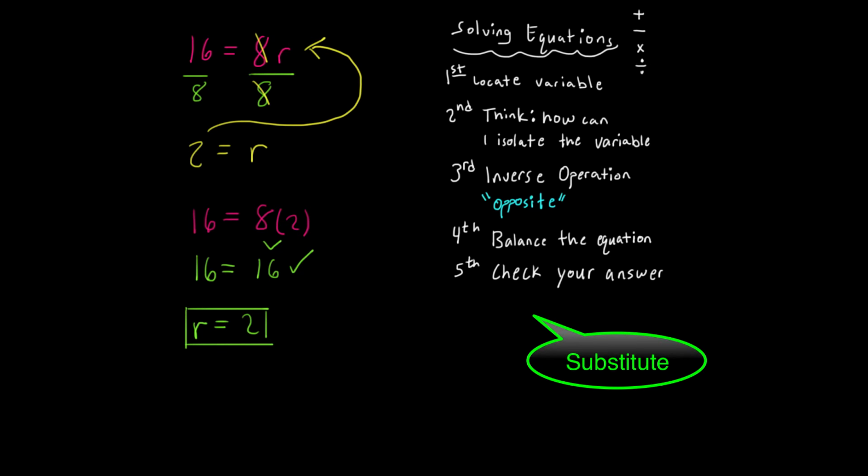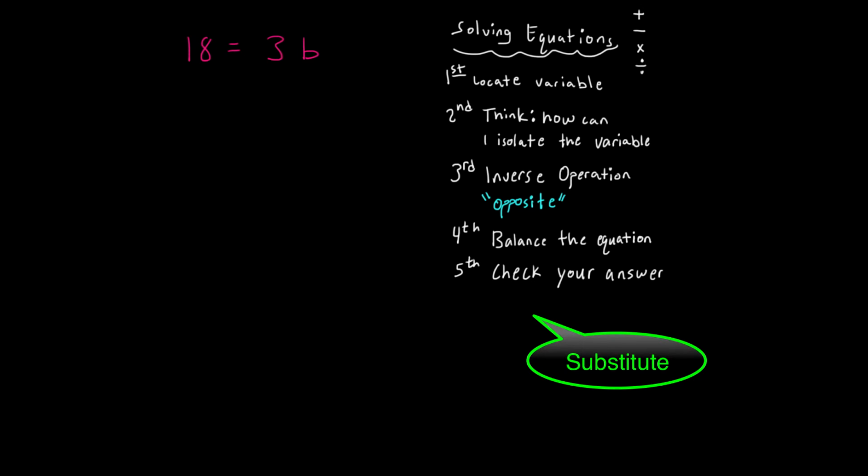So let's hide this information, pull a new problem up on the screen. Alright, so let's isolate the variable b. I'm going to divide by 3 on this side of the equation and on the other. 18 divided by 3 will give a value of 6, which is equal to 3 divided by 3 cancel out, and I'm left with b.